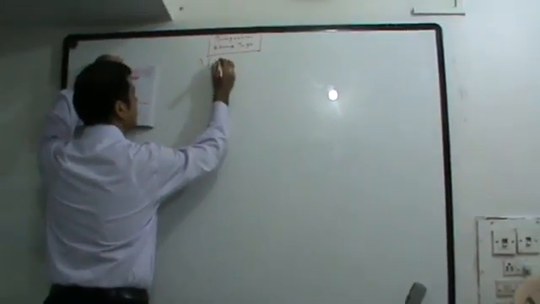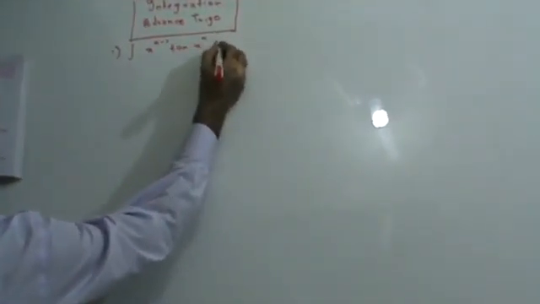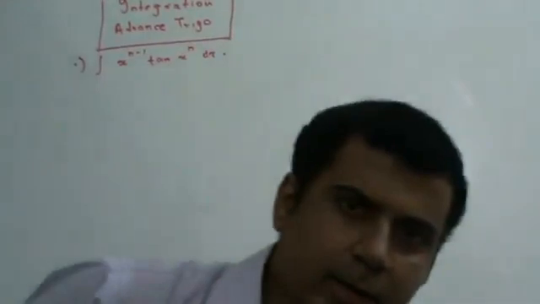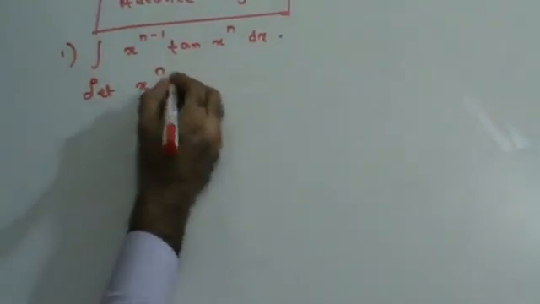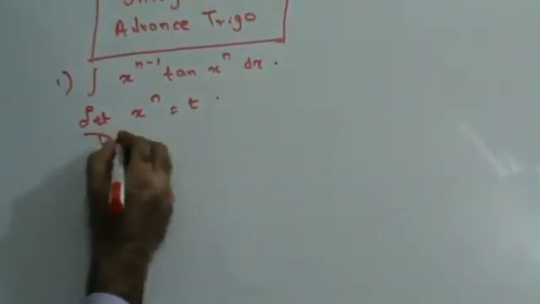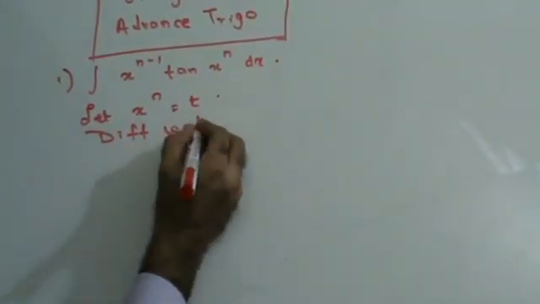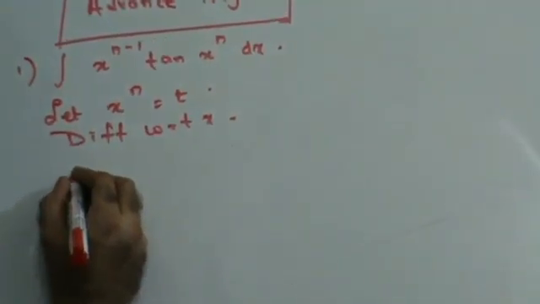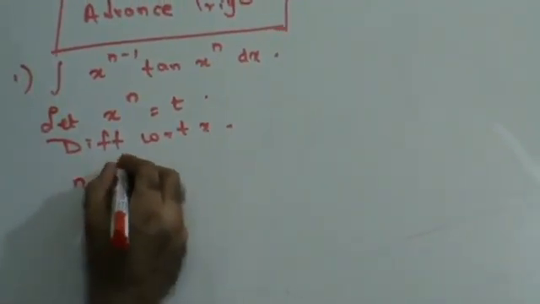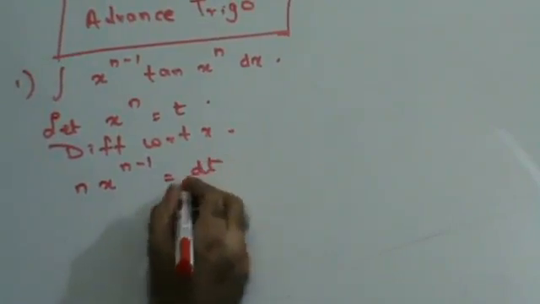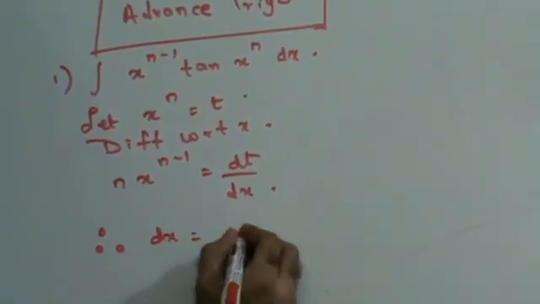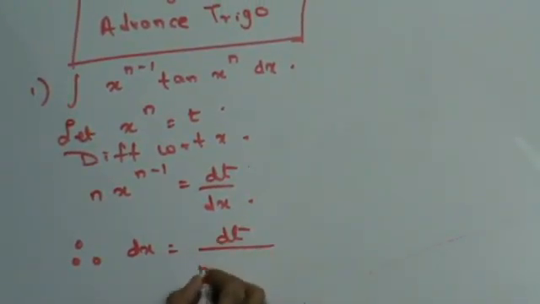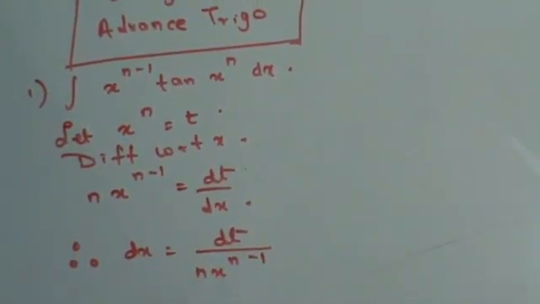Integral of x raised to n minus 1 tan x raised to n dx. Right? Let us see how do we do this sum. Let us assume let x raised to n be equal to t. Differentiate with respect to x. d by dx of x raised to n is nx raised to n minus 1, which is dt by dx. Therefore, you will get dx is dt upon nx raised to n minus 1.